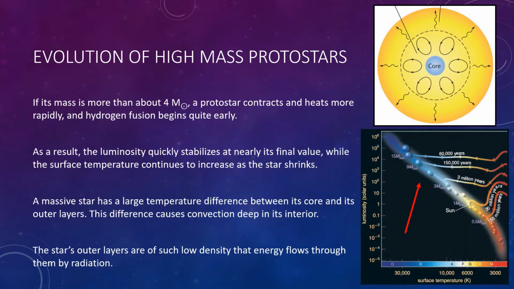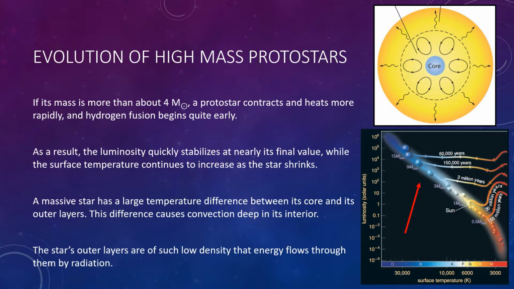Let's look at now what a high mass protostar would look like. More massive protostars evolve a bit differently. If its mass is more than about 4 solar masses, a protostar contracts and heats more rapidly, and hydrogen fusion begins quite early. As a result, the luminosity quickly stabilizes at nearly its final value, with the surface temperature continuing to increase as the star shrinks. Thus, the evolutionary track of massive protostars traverses the HR diagram roughly horizontally, in the direction from right to left, in other words, from low to high surface temperature.